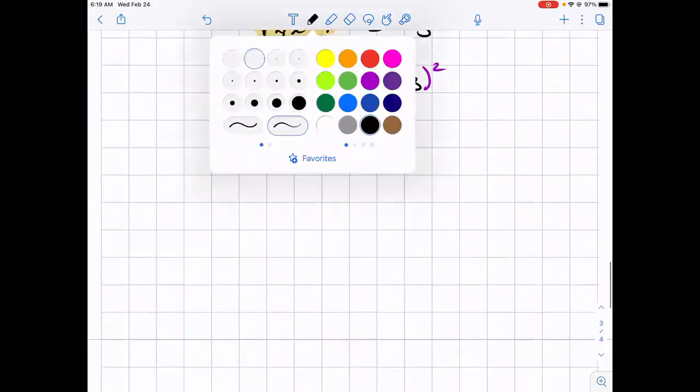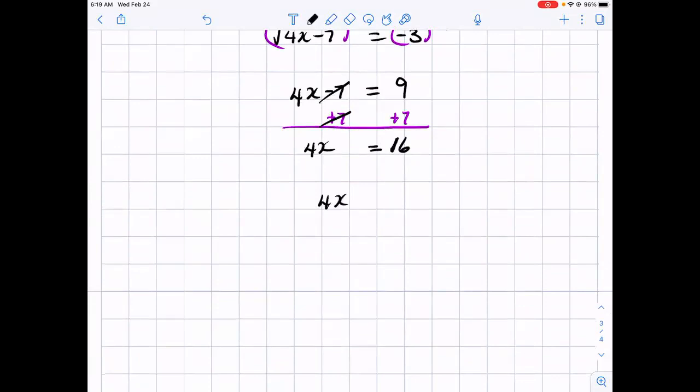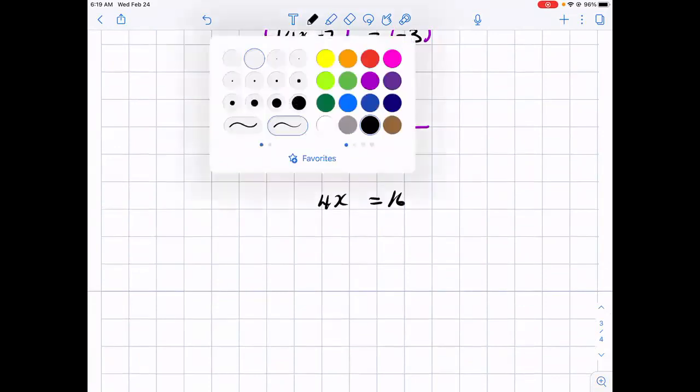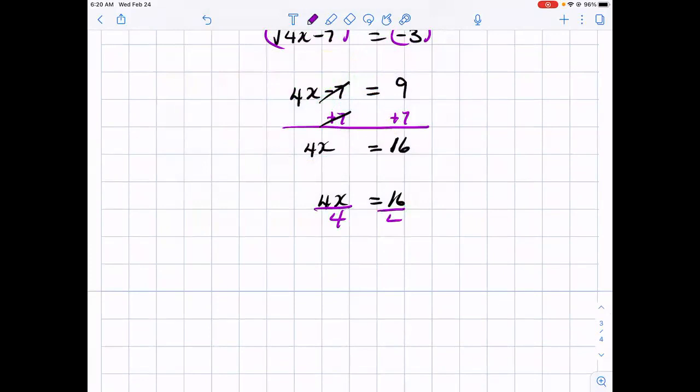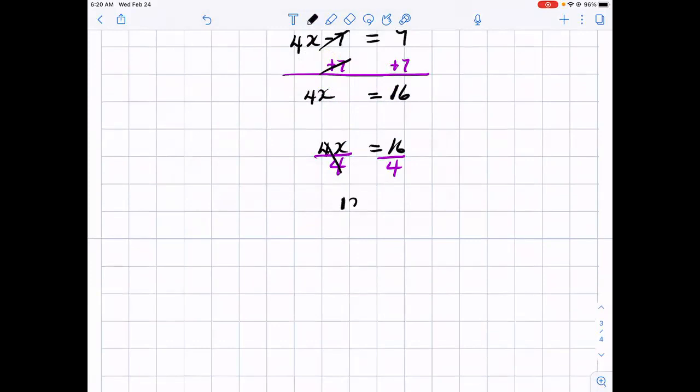And to solve for x, we're going to add 7 on both sides. And to do this, we have 4x, the minus 7 and the plus 7 become 0. We generally say cancel out. And 9 plus 7 is equal to 16. And to get x by itself now, we'll divide both sides by 4. 4 divided by 4 becomes 1. We don't write 1x, right? We just write x. So x is equal to 4.